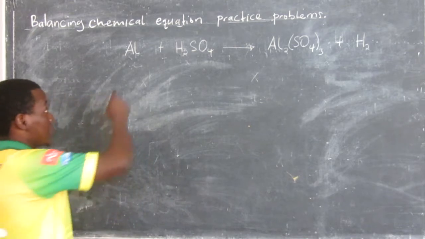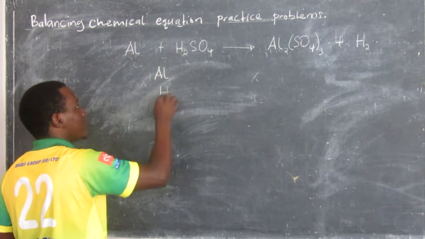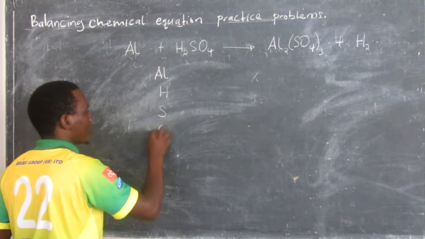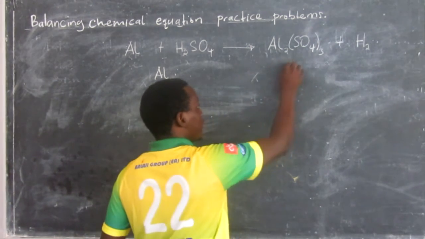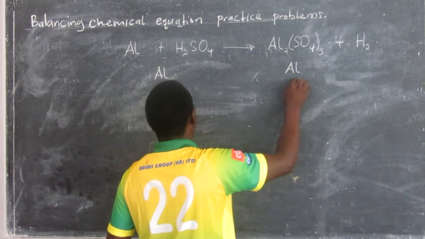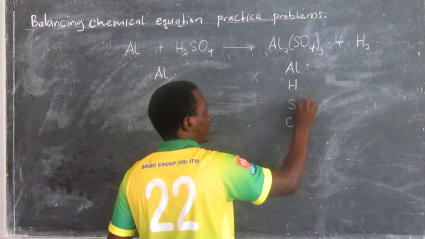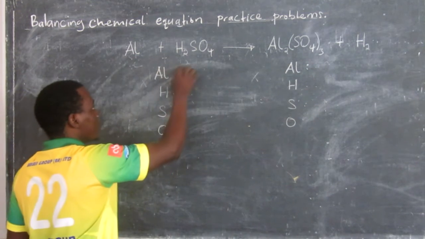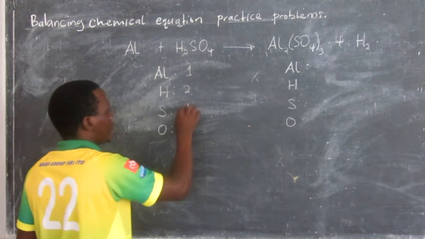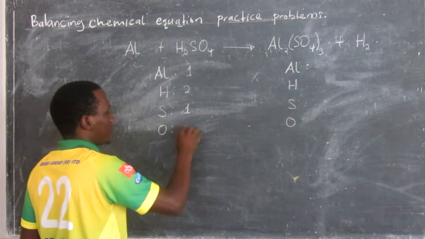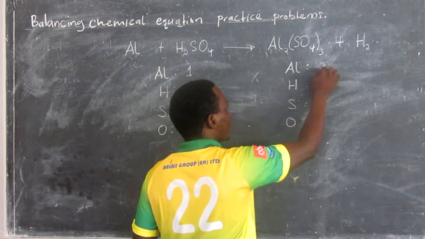In this case, we have aluminium, hydrogen, sulfur, and oxygen. Also on this side, we have aluminium, hydrogen, sulfur, and oxygen. Here we have one aluminium. We have two hydrogens because it's H2. We have one sulfur, and four oxygens. And on this side we have two aluminiums.